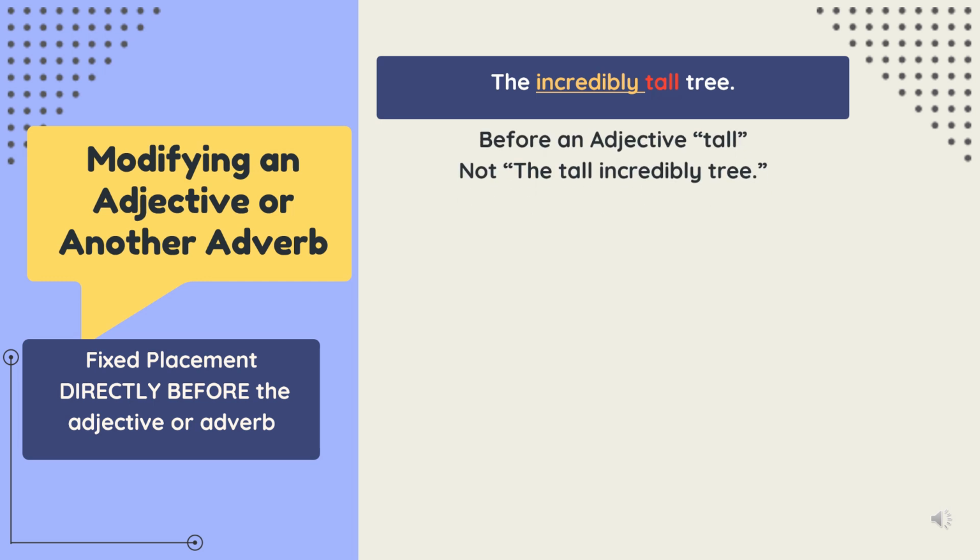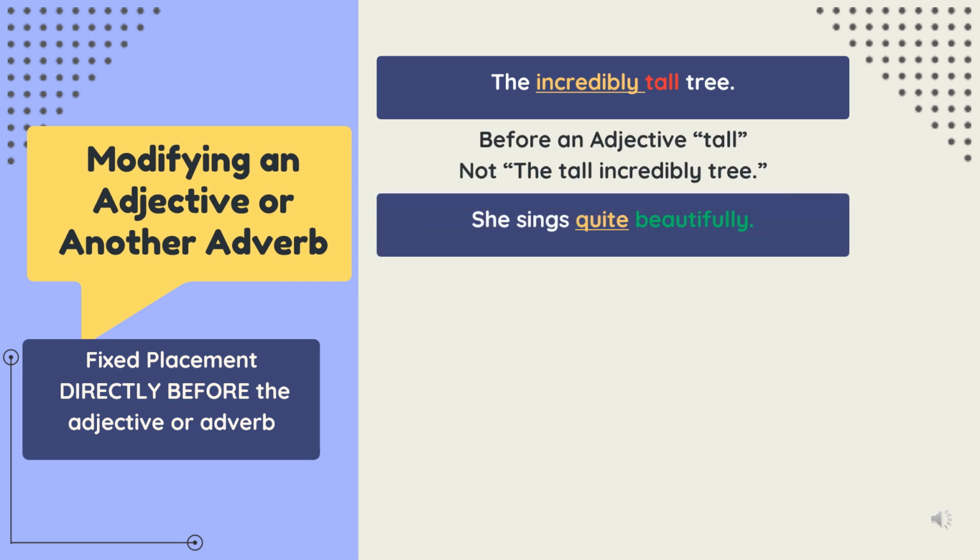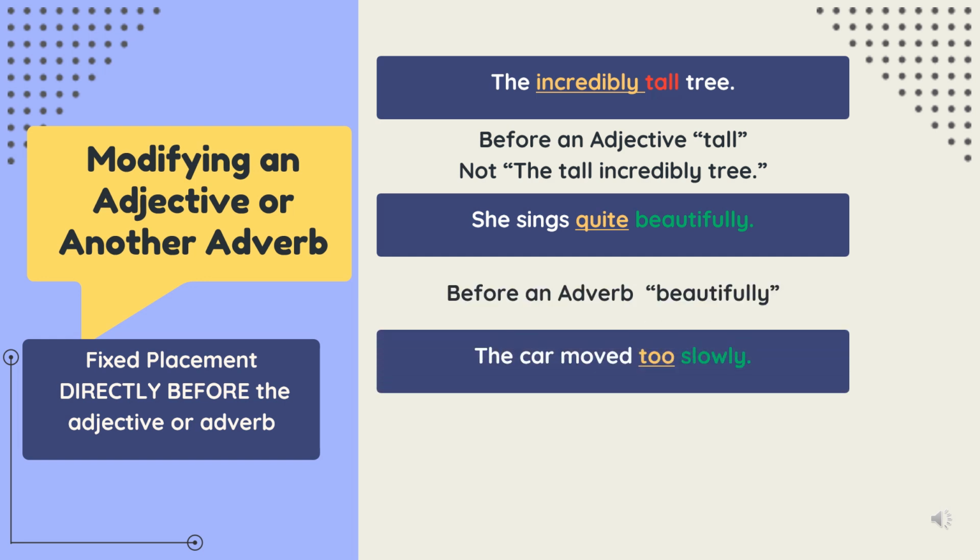The same rule applies when modifying another adverb. In the phrase, she sings quite beautifully, the adverb quite modifies the adverb beautifully. Another example is, the car moved too slowly, where too modifies the adverb slowly. This fixed placement is key to creating clear and correct sentences.